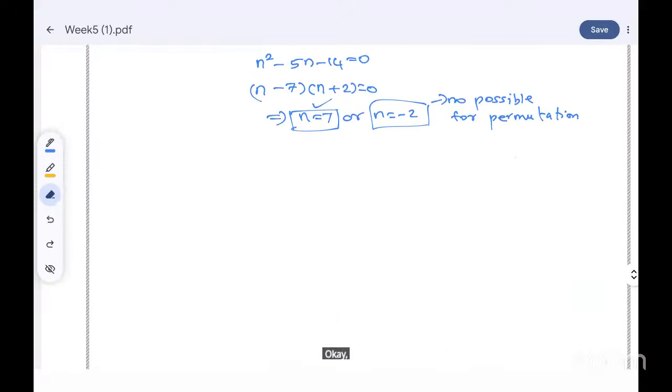Okay, so let's try the next question. Find n if nP4 by n minus 1 P4 is equal to 5 by 3.